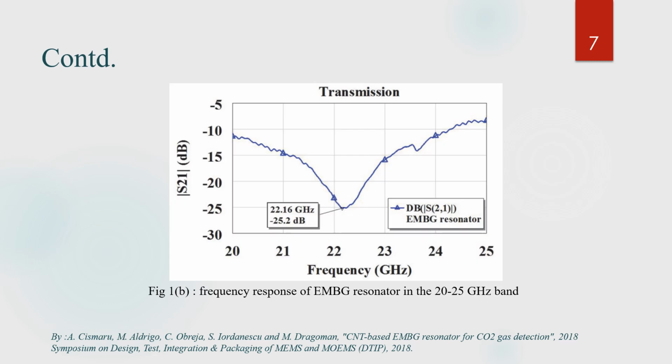So here is the frequency response of the EMBG resonator in the band of 20 to 25 GHz, and here we can see a peak of 22.16 GHz at minus 25.2 dB.